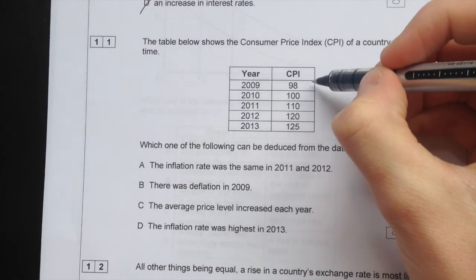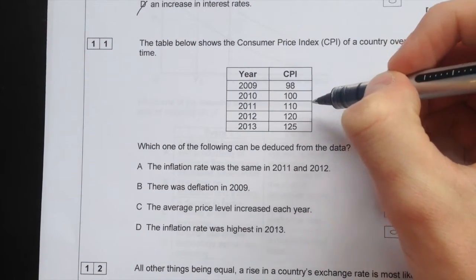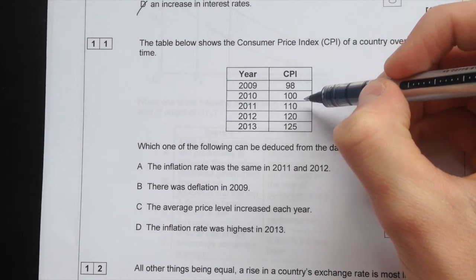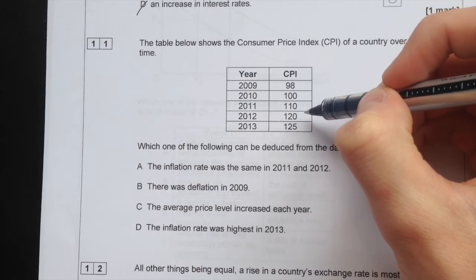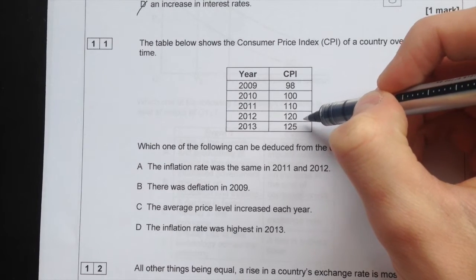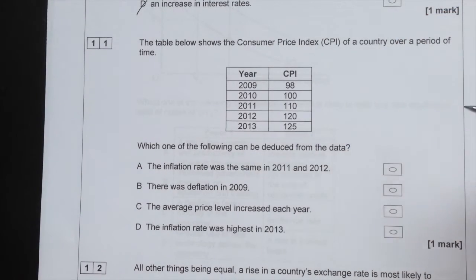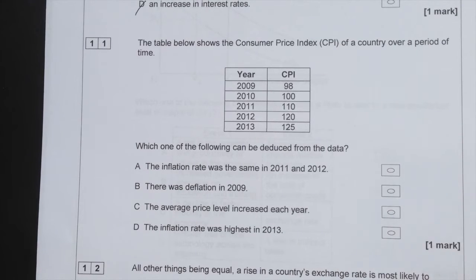So we've got our CPI figures. Throughout all of these periods, CPI is rising. It's going from 98 to 100, 100 to 110, 110 to 120, and 120 to 125. That means through the whole period, inflation is rising. So let's go through the options and see which one's correct.